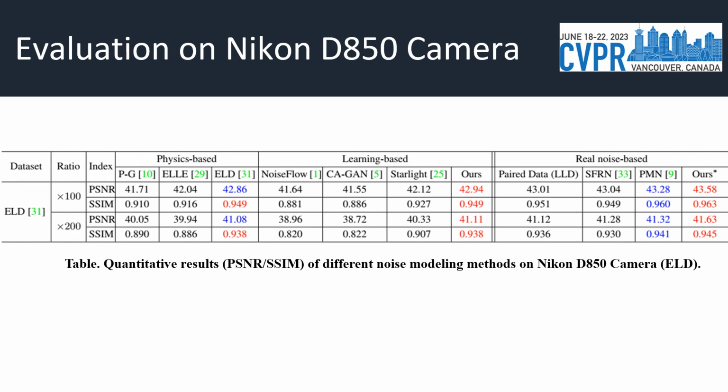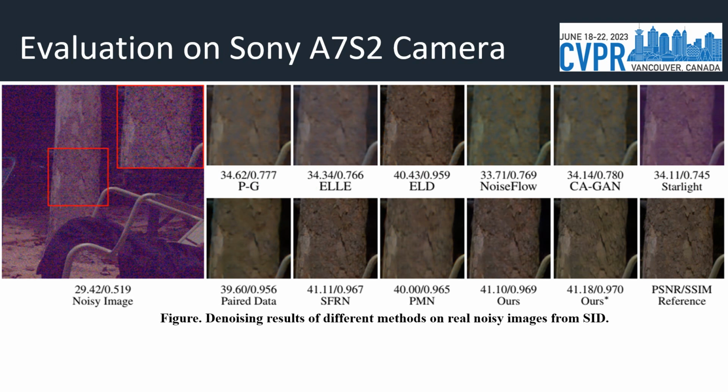It is worth noting that PMN requires not only pairs of noisy clean images, but also a large number of bias and flat field frames. By contrast, our method relies only on paired noisy clean data and achieves the best performance. As shown in the figure, our method provides the clearest texture and most accurate color denoising result.